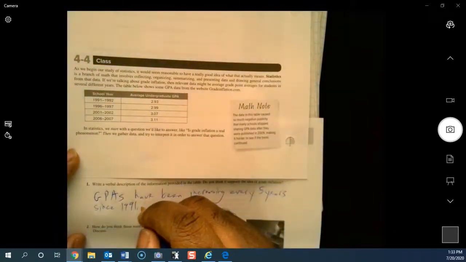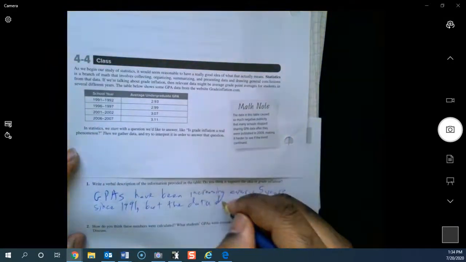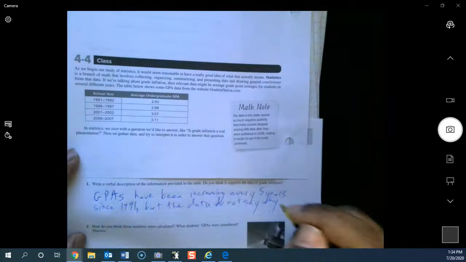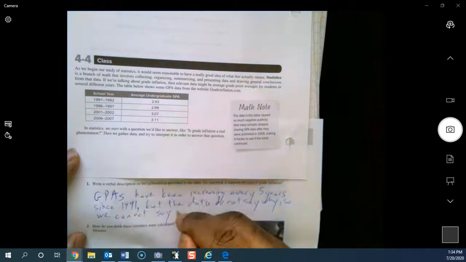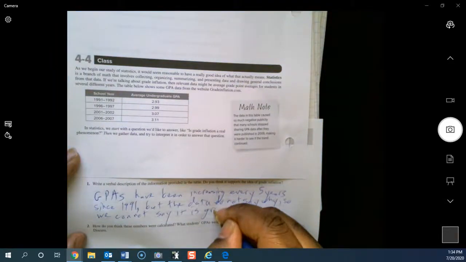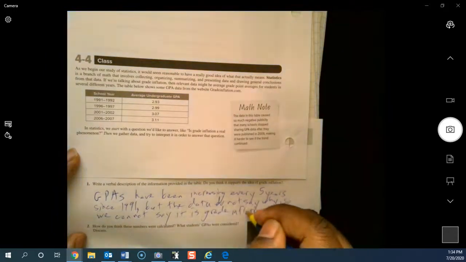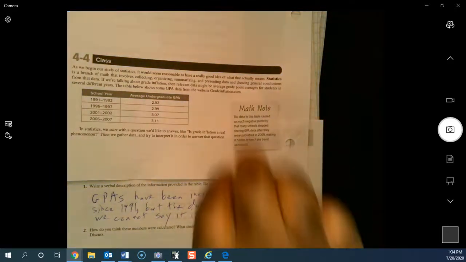And then it says, but the data do not say why. We don't know why it's increasing. So we cannot say it is grade inflation, because we don't know why the grades improved. Because the grades could have improved because they could have gotten a new curriculum. We don't know.